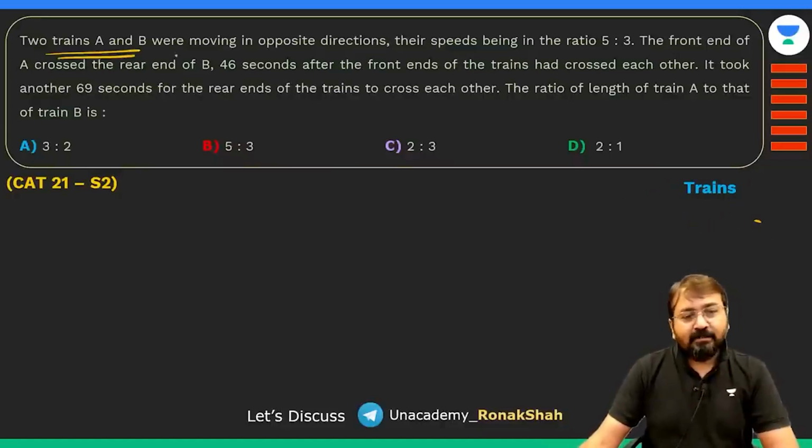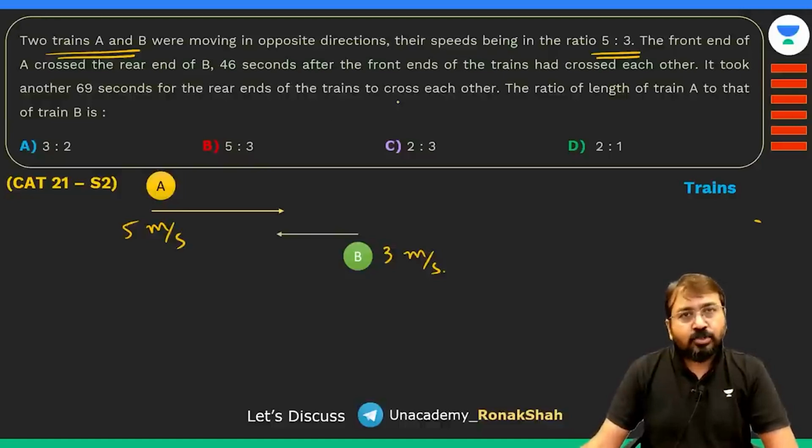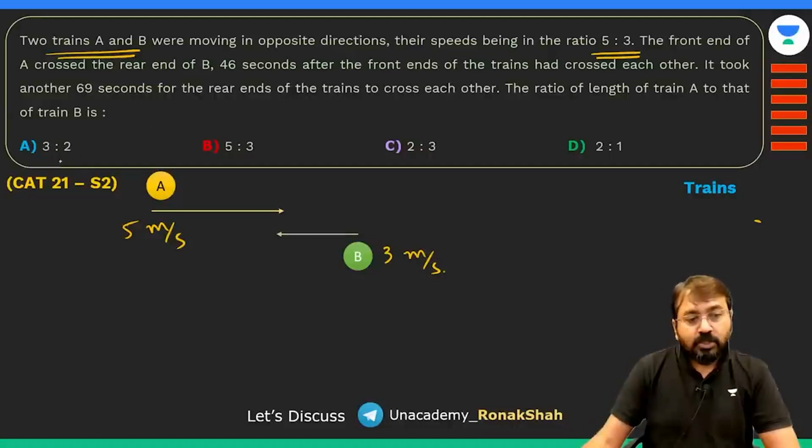Two trains A and B were moving in the opposite direction, the speeds being in the ratio 5:3. So yeah, these are two trains. Let's assume this train is going at 5 meters per second and this train is going at 3 meters per second, because we can assume the speeds over here. There is a reason, because we are asked to find out the ratio.